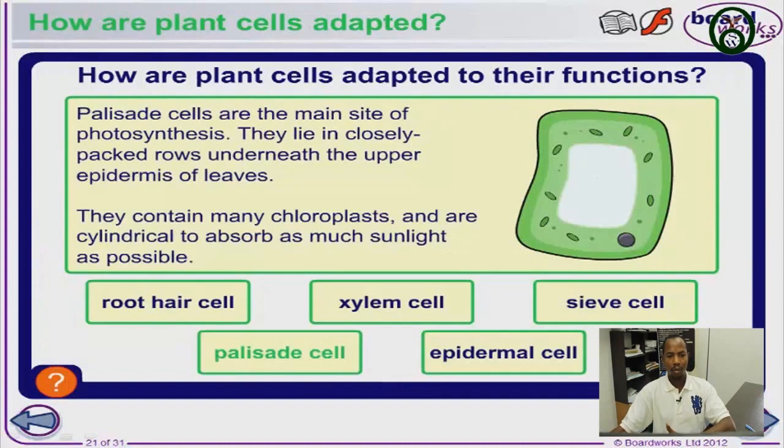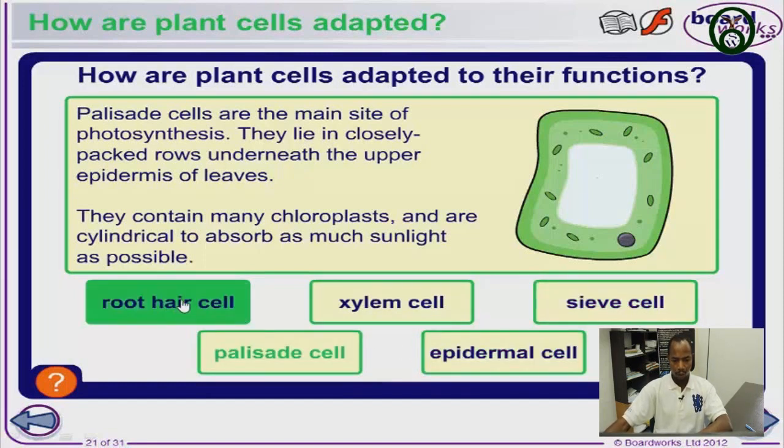Now let's move on. How are the plant cells adapted to their environment? Now in the plant cells, we're going to look at the specialized cells of the plant. For example, we have the root hair cells, we have the xylem cells, we have the sieve cells, we have the palisade cells, we have the epidermal cells.